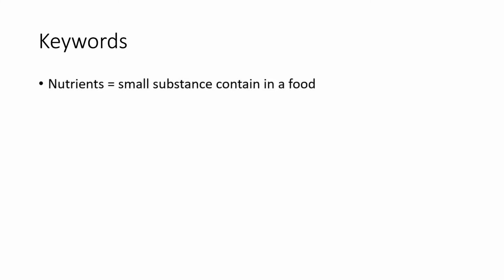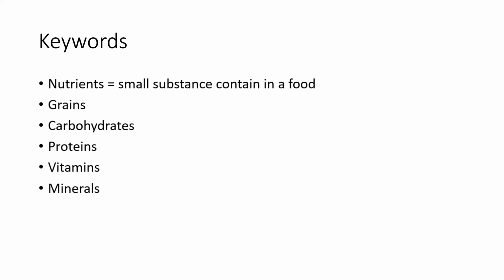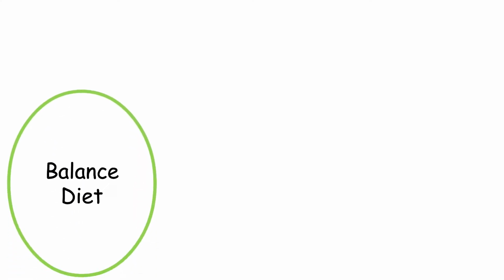What is nutrients? Nutrients is a small substance contained in a food, or in bahasa Indonesia we can say nutrients adalah zat-zat kecil yang terdapat di dalam makanan, atau biasa disebut juga sebagai zat gizi. And then the second, grain, carbohydrates, proteins, vitamins, minerals, calcium. These are the examples of nutrients.